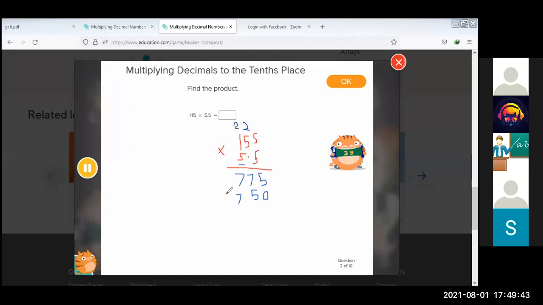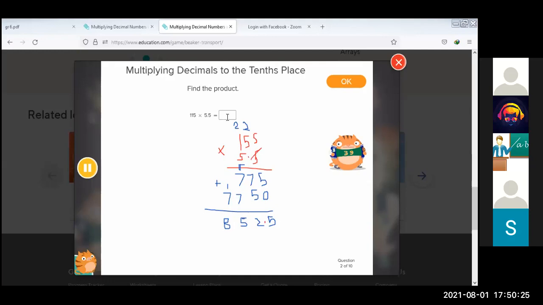Now add 5 plus 0, 5. 5 plus 7, 12. 2 here and 1 up. 5 here and 1 up. 15. 5 and 1 up. So the last digit is 8. Where will I put my decimal point? After the first 5, between 2 and 5. Yes, excellent, because I have in my factors only one decimal place.